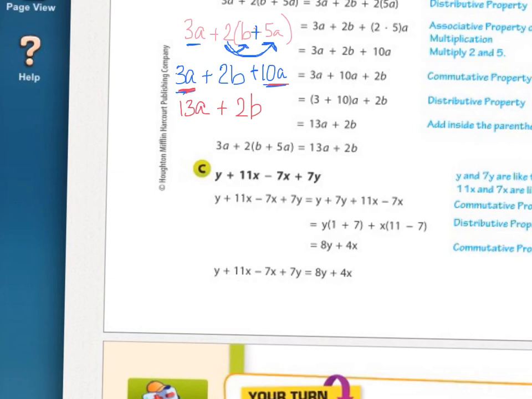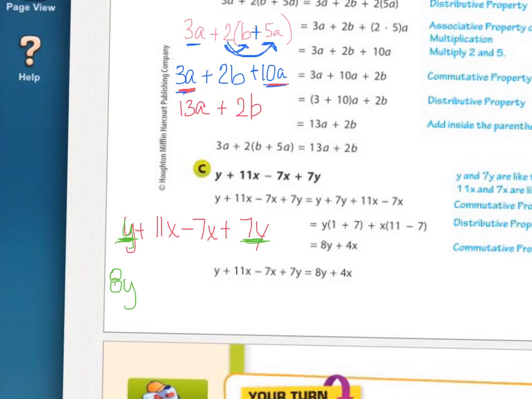All right, let's write down C. y plus 11x minus 7x plus 7y. So anything that has a y in it, let's put it together. Let's combine like terms. So here's a y, and here's 7 y's. So what's 1 y and 7 y's when you put them together? It's 8 y's. Notice there's no 1 in front of this y, but there's still 1 y. So they think, well, if there's only 1, just writing one letter y is fine. Okay, so we have 8 y's.